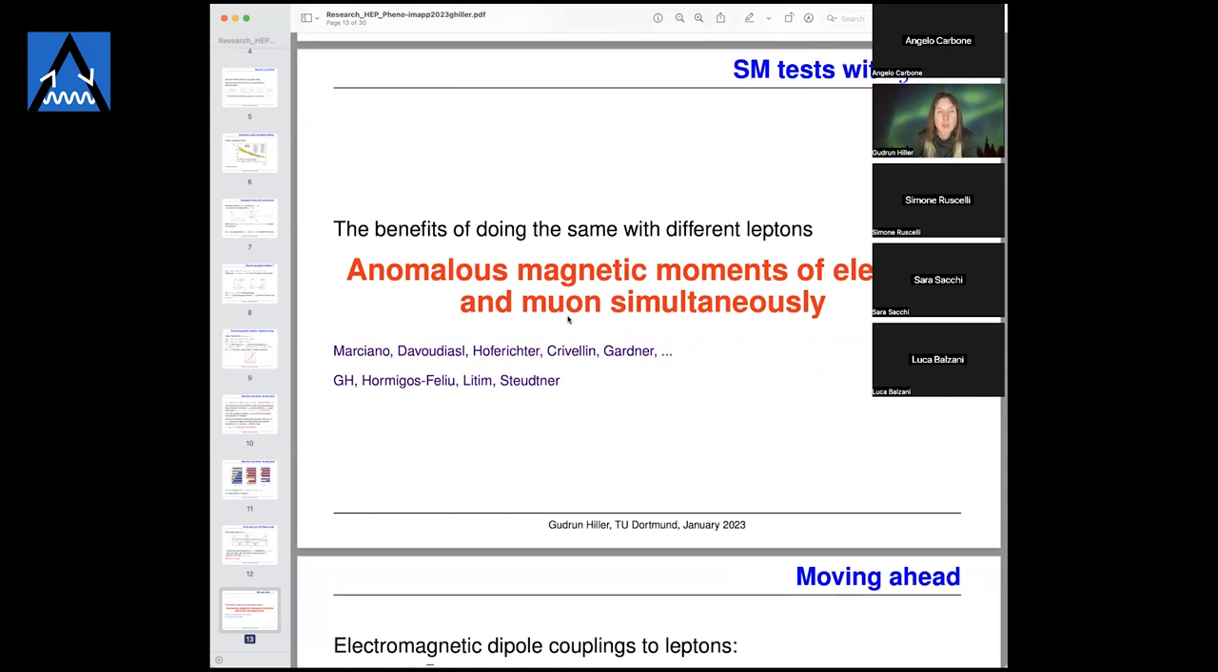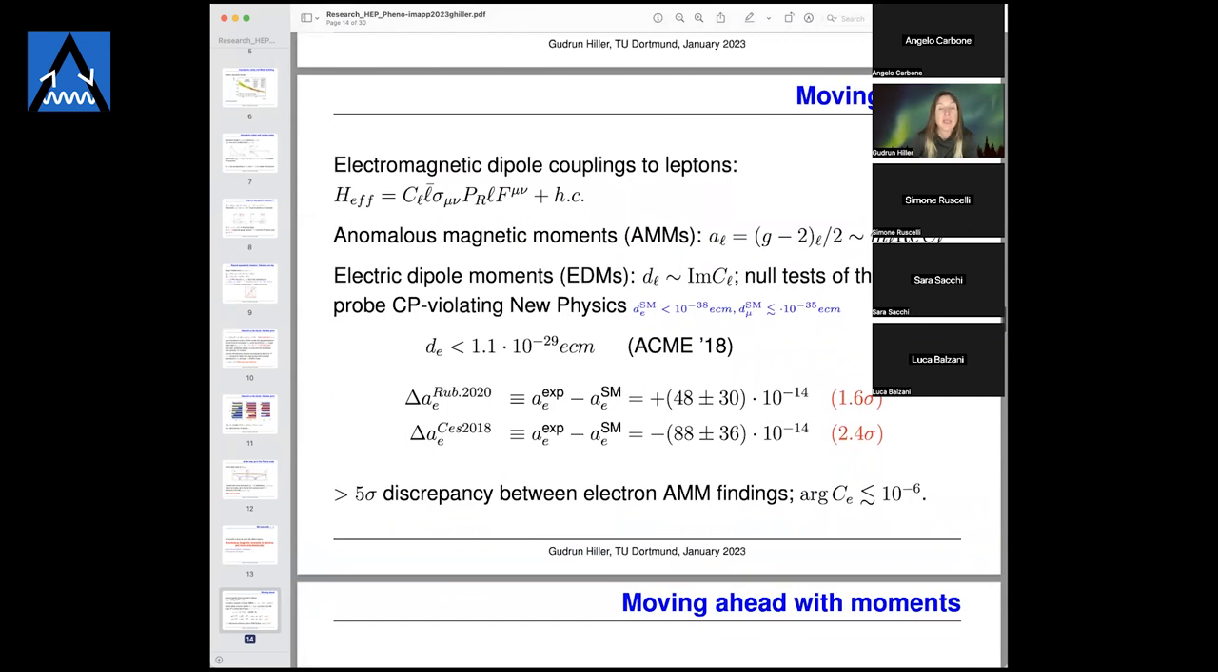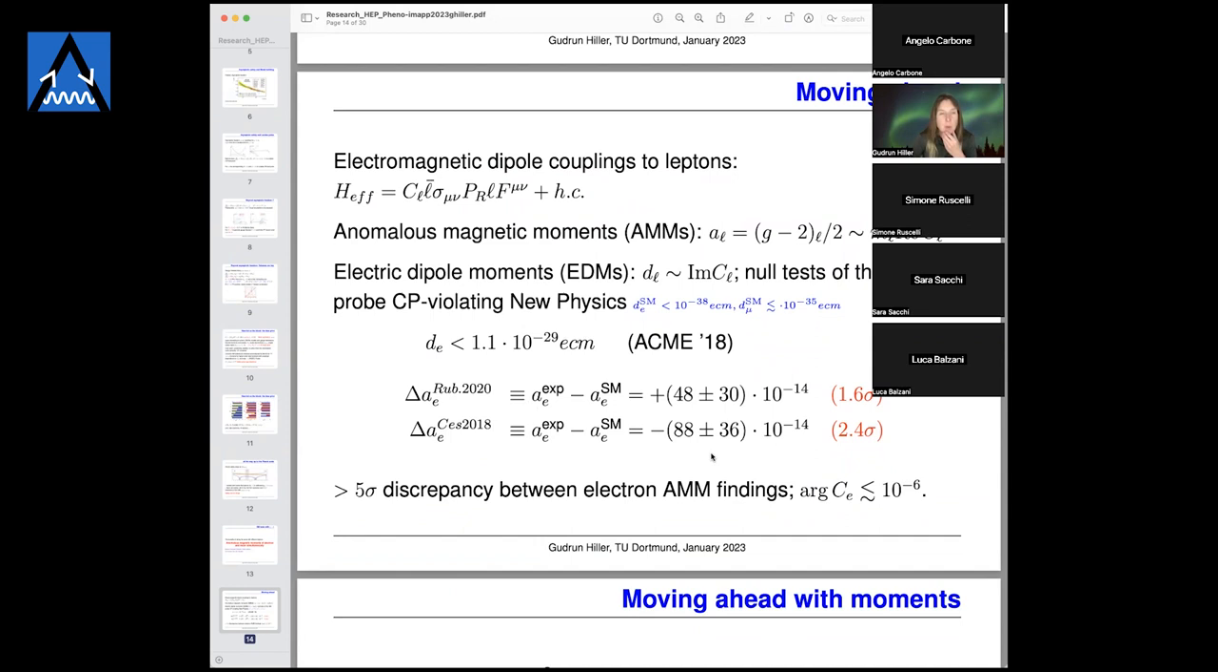The most famous one is, of course, the muon, but there's also a deviation in the electron one. Here are the data for the electrons. There are two data points obtained by different collaborations. There's a measurement with cesium. So they are not measuring the anomalous magnetic moment of the electron. They measure the fine structure constant, and that's an input, okay? And measurements of the fine structure constant in cesium result in a 2.4 sigma deviation from the standard model, okay?